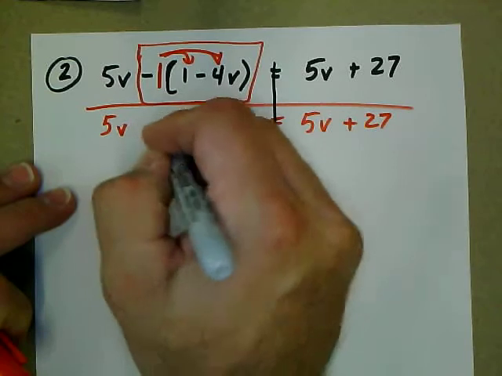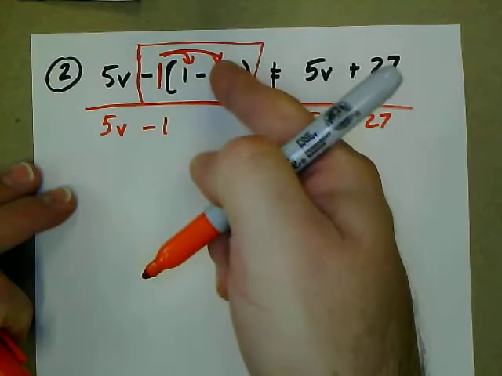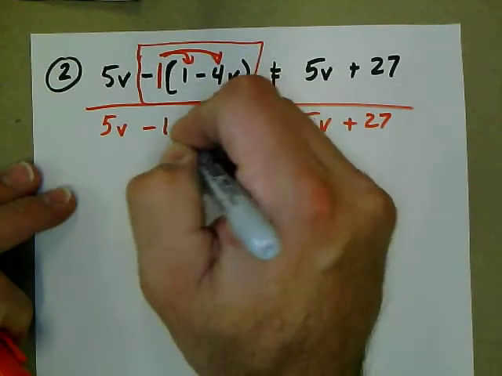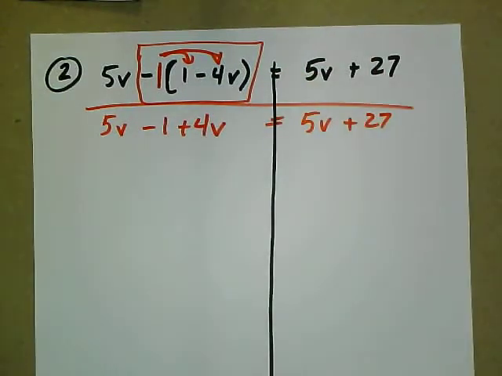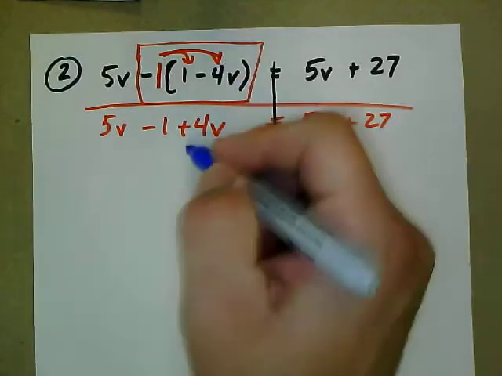-1 times 1 is -1. -1 times -4v is positive 4v. Don't forget your variable. You forget that variable, you're done. It's over with. The whole problem is wrong. So we distributed. Now we're going to combine like terms.